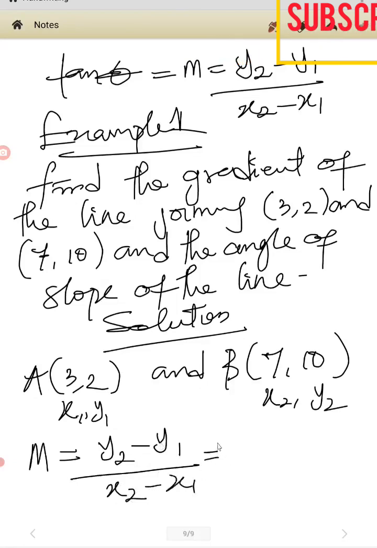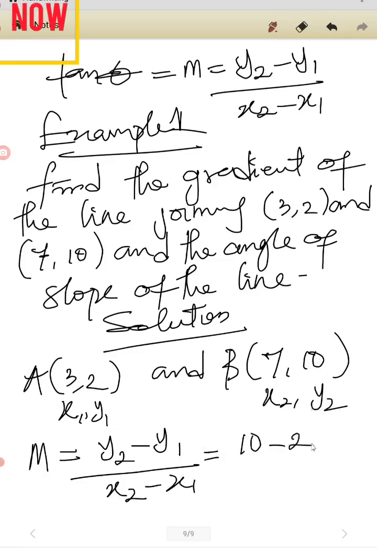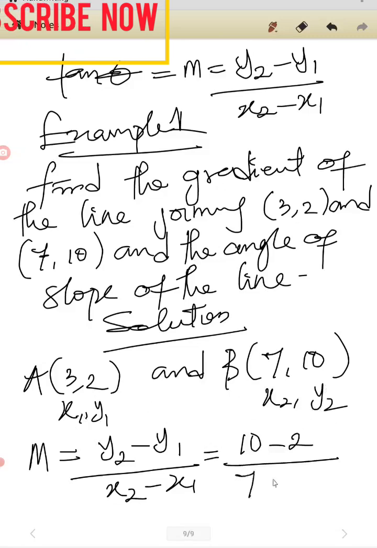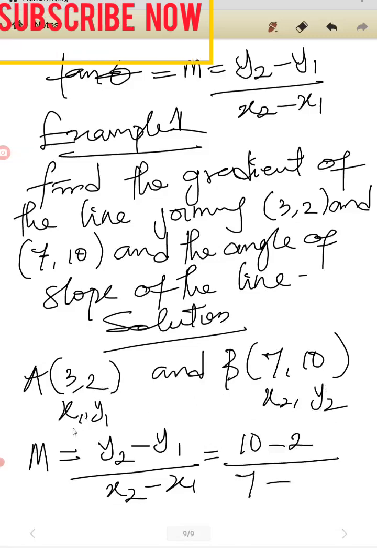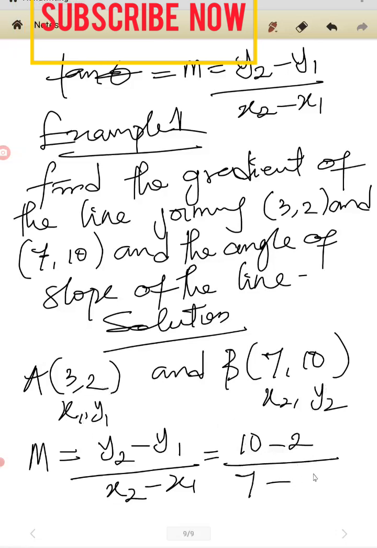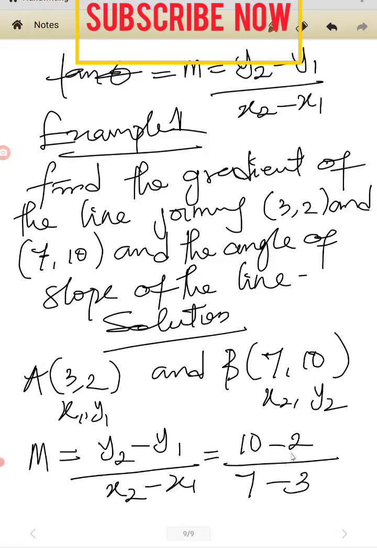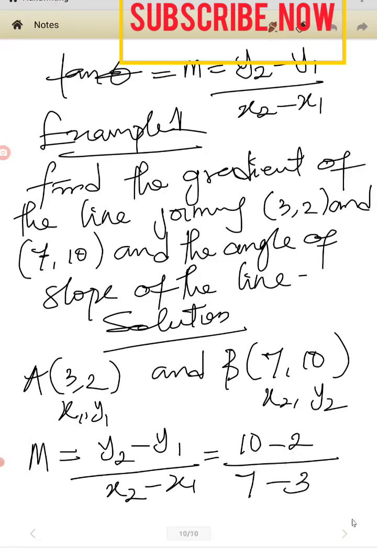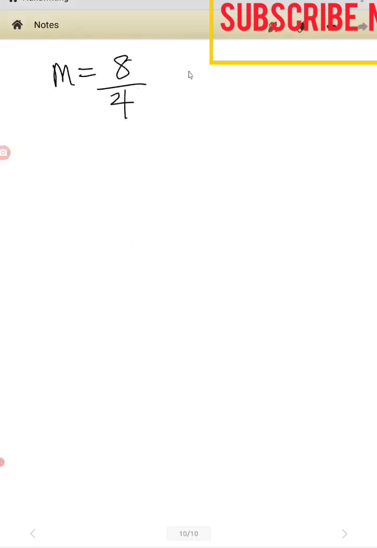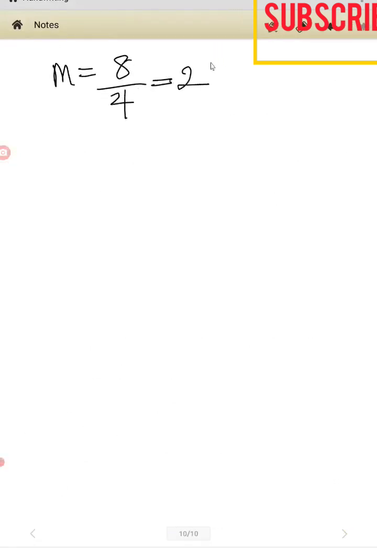So let's continue now substituting. We have 10 to be the y2. Our y1 is 2, so 10 minus 2. Our x2 is 7, minus, that is 7 minus 3. So making 8 over 4. Therefore our m is equal to 8 over 4, which is equal to 2. That's just a gradient. As simple as that.